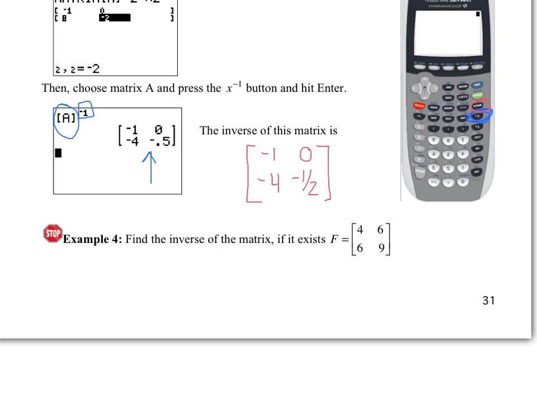convert it yourself. Okay, example 4 then, I would like you to try on your own. We're going to find the inverse of the matrix if it exists. So F is 4, 6, 6, and 9. Please pause the video and try this problem on your own.